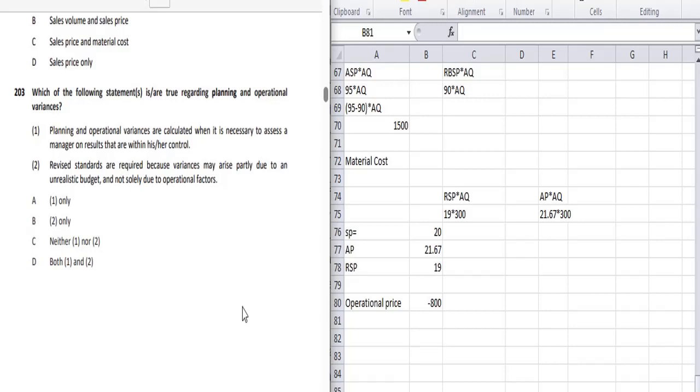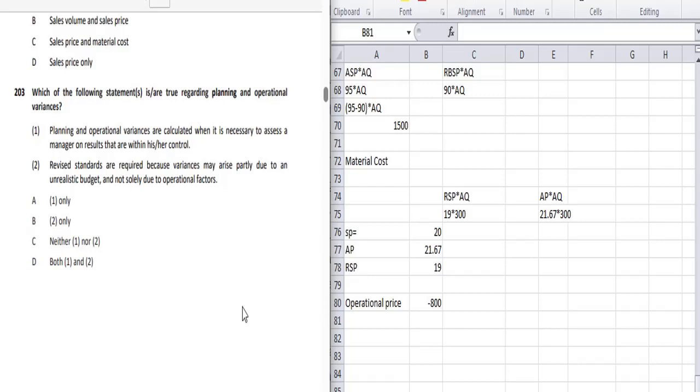Which of the following statements are true regarding planning and operational variances? Planning and operational variances are calculated when it is necessary to assist the manager on results that are within his or her control. Yes, I told earlier, we calculate these variances in order to see which factors are under their control and which are not, to assess their performance. Second, revised standards are required because variances may arise partly due to an unrealistic budget and not solely due to operational factors. Obviously, this is correct.